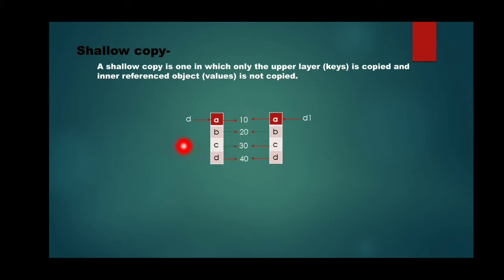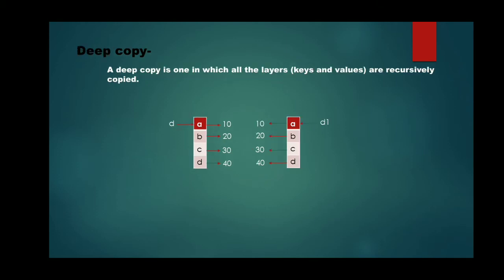When I have made the copy of D as D1, D1 has a separate copy of the keys, but it has the same copy of values. This is your shallow copy. This is how shallow copy works, right? Now when we talk about the deep copy, if I make a copy of this dictionary, the keys are also copied and the corresponding values are also copied. So in this case, if we make any changes over here, nothing will be reflected over here.